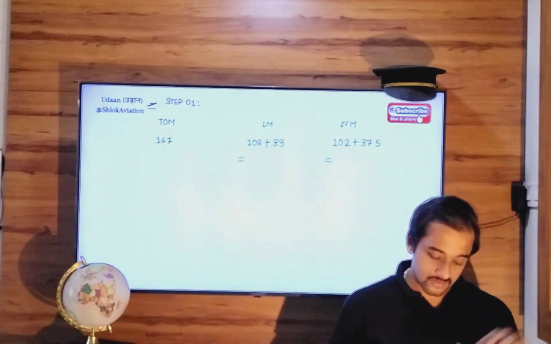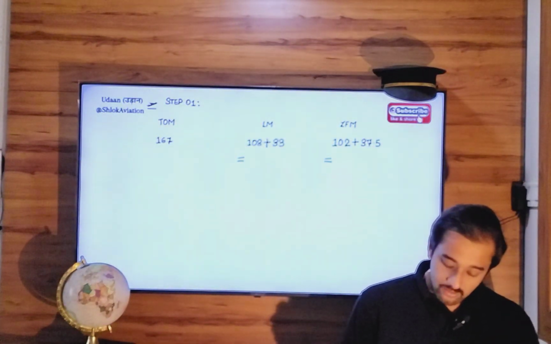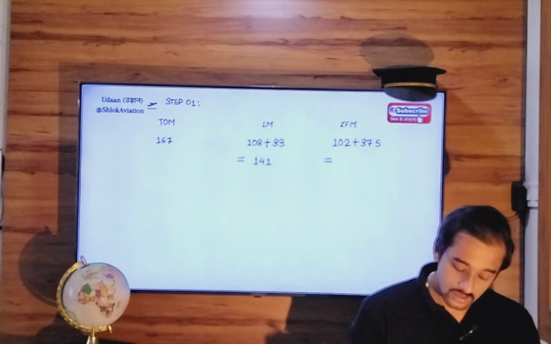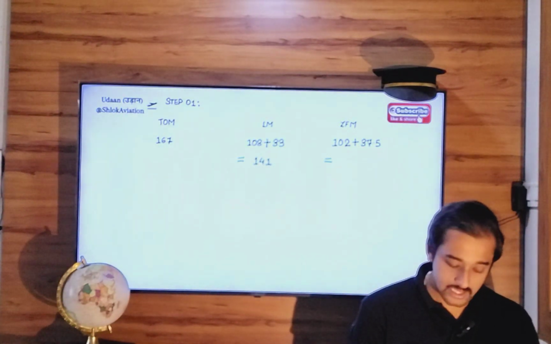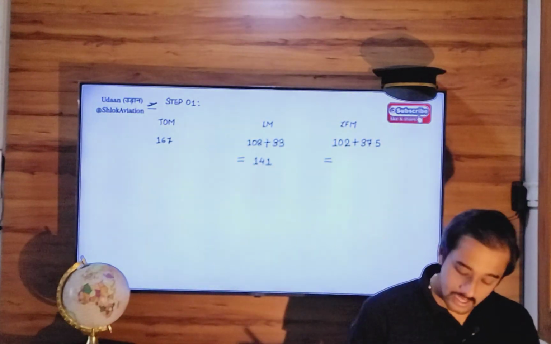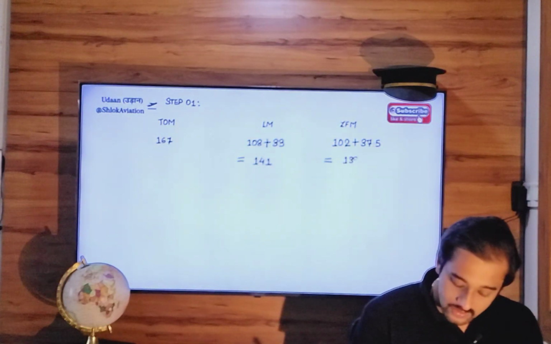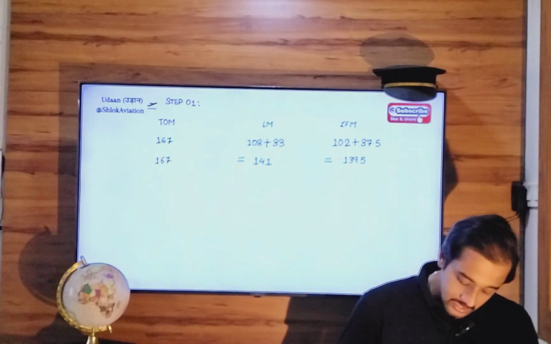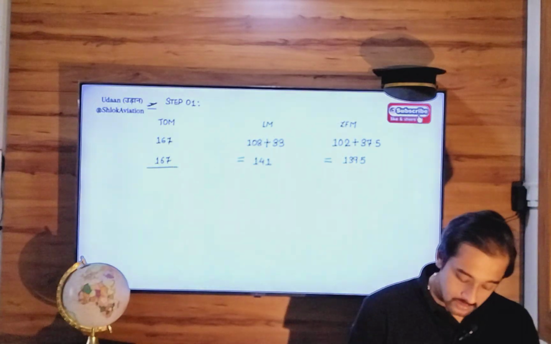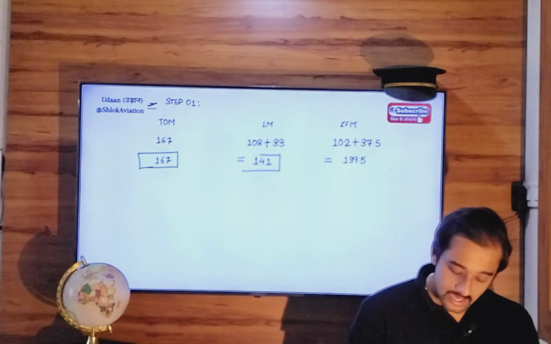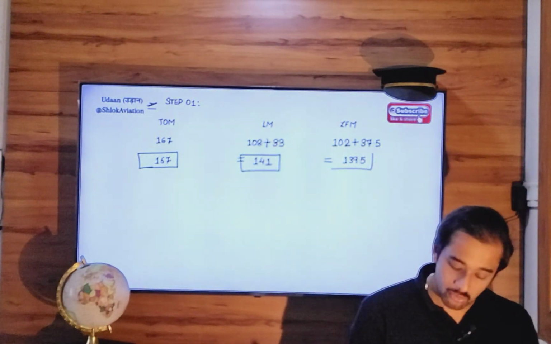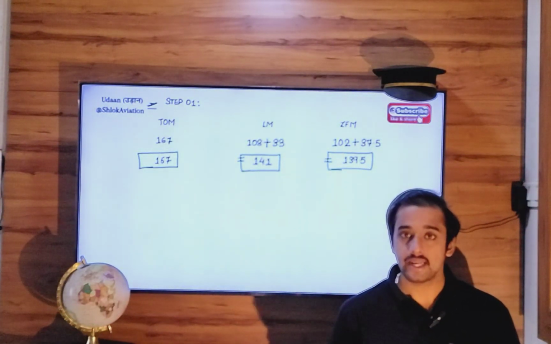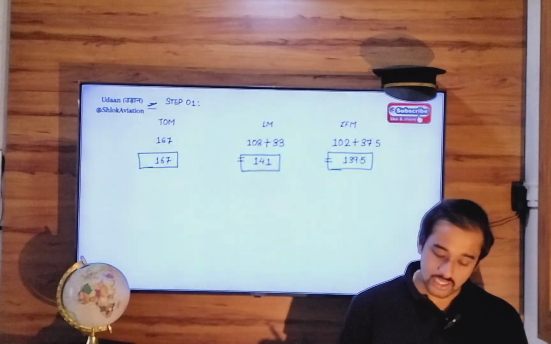Now the total: 108 plus 33 is 141. 102 plus 37.5 is 139.5, and this is the same 167. So these are the three takeoff values that we have now: 167, 141, 139.5. Step number 1 says out of these three takeoff values, select the one which is the lowest. So which is the lowest takeoff value?